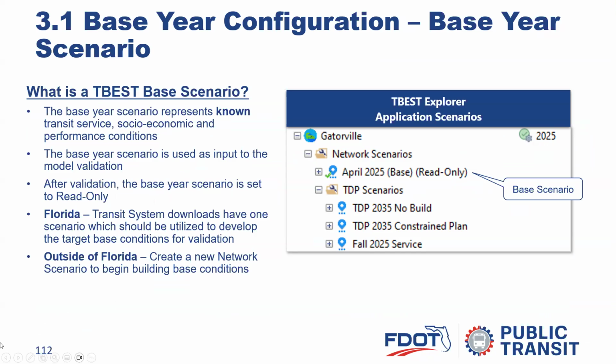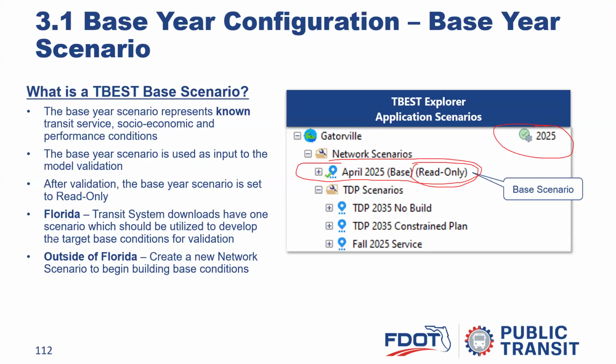So in our example over on the right, we have our Gatorville transit system. We have April 2025 as the base scenario. It's set to read-only, and that's after validation. That means you can't edit it. You can open it, you can look at it, but you can't edit it. In order to create new scenarios, you make a copy of this scenario, and then you work off of that to create alternatives. So it is a read-only scenario after validation.